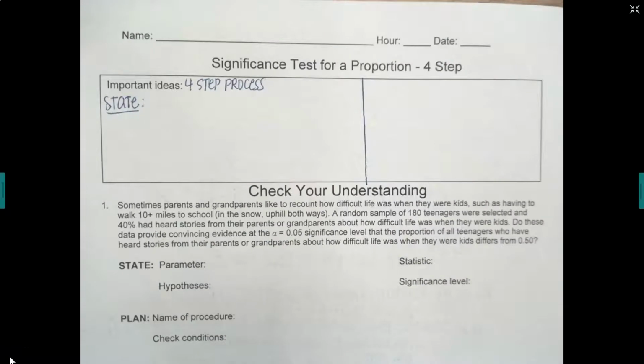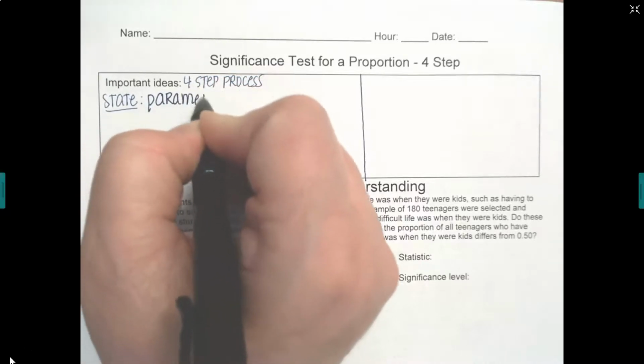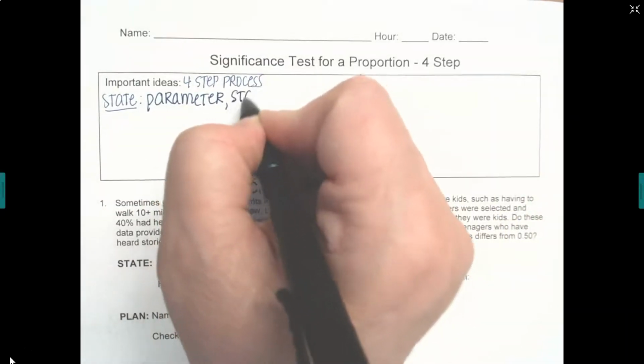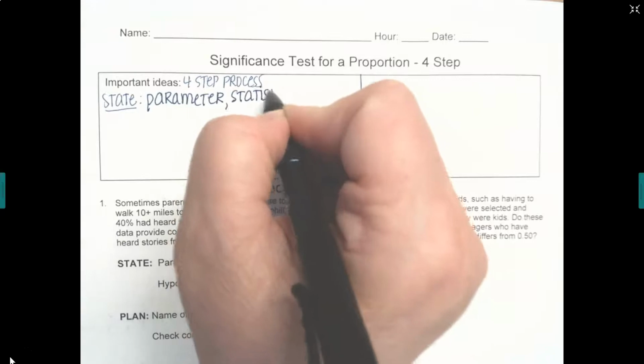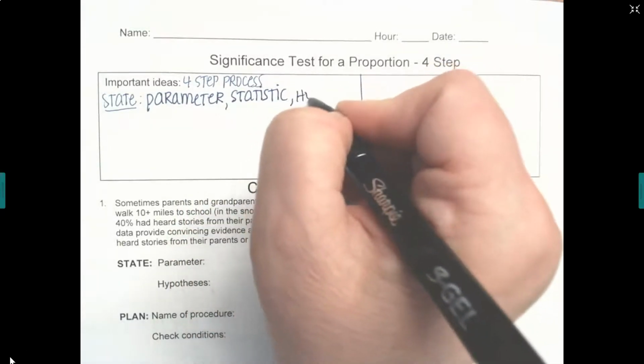All right, for our 4-step process, in the state section, I need you to define your parameter. You need to name what your statistic is. You want to include your hypotheses.